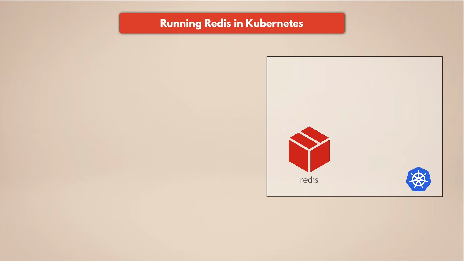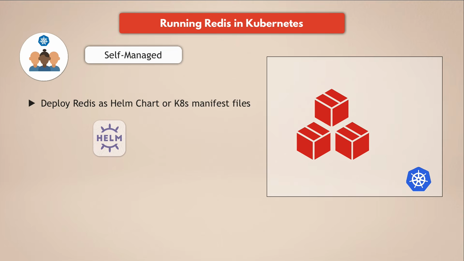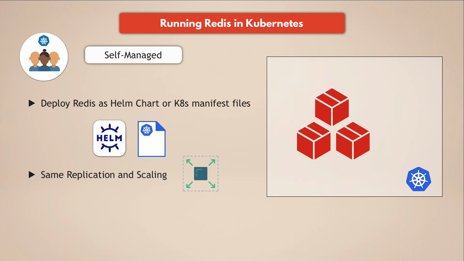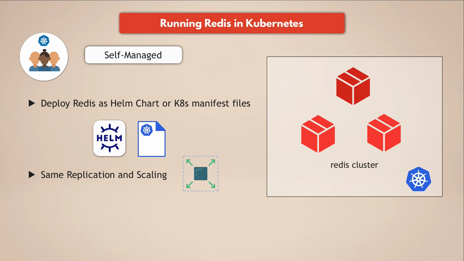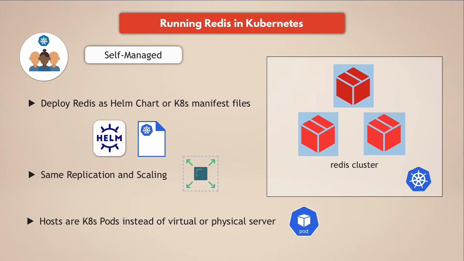With open source Redis, you can deploy replicated Redis as a Helm chart or Kubernetes manifest files, and basically using the replication and scaling rules that we already talked about, set up and run a highly available Redis database. The only difference would be that the hosts where Redis will run will be Kubernetes pods instead of, for example, EC2 instances or any other physical or virtual servers. But the same sharding, replicating, and scaling concepts apply here as well when you want to run Redis cluster in Kubernetes. And you would basically have to manage that setup yourself.